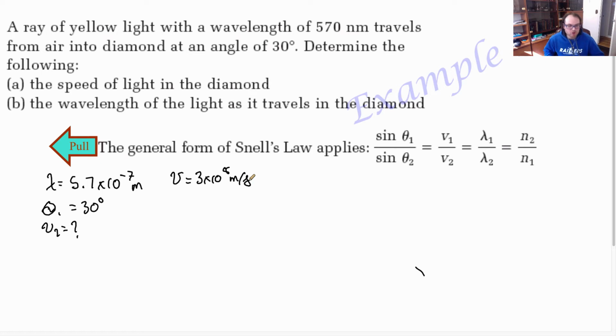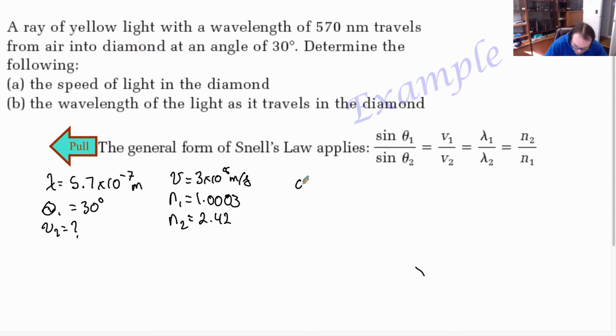Now, if we look on page 667, there's a table there, because most of your questions will tell you the refractive index, unless you're trying to find it out. So the refractive index of air is 1. It's actually 1.0003, but we're just going to say 1. And we know the refractive index of a diamond is 2.42.